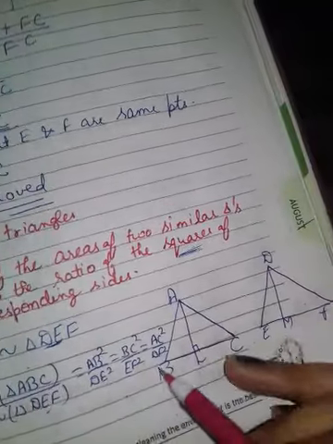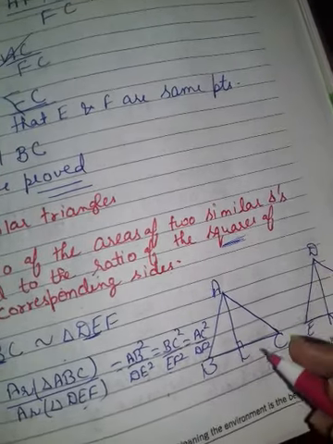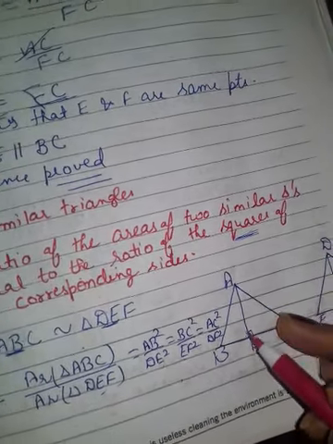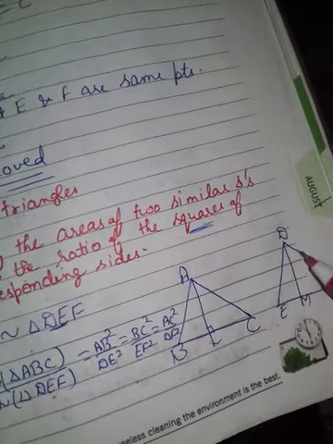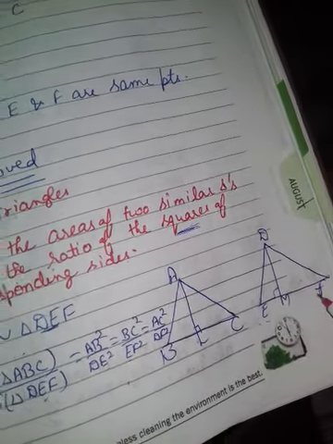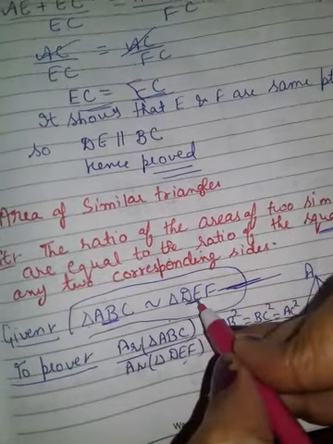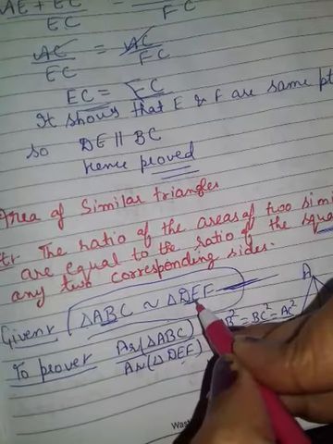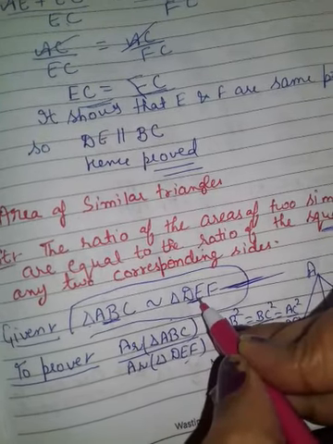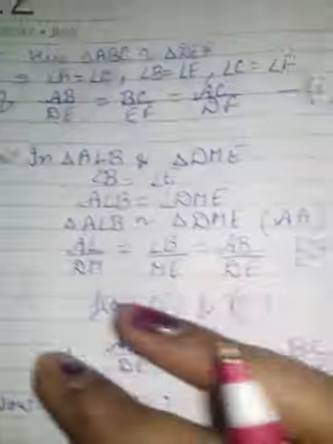Now I make these two triangles ABC and DEF, where I constructed AL perpendicular on BC and DM perpendicular on EF. It's my construction. You have to prove it, and this is given to you. And you know, if these two triangles are similar, then their corresponding angles are equal, and the ratio of the corresponding sides will also be equal.